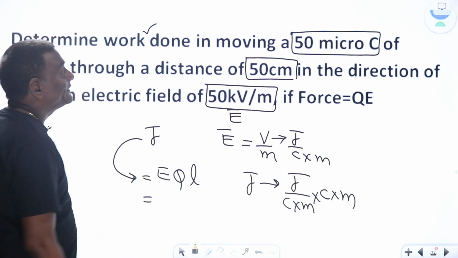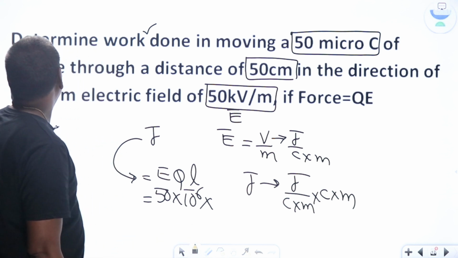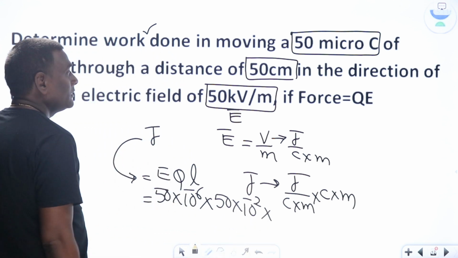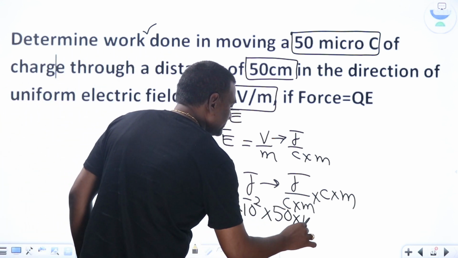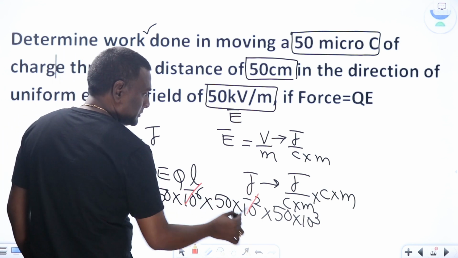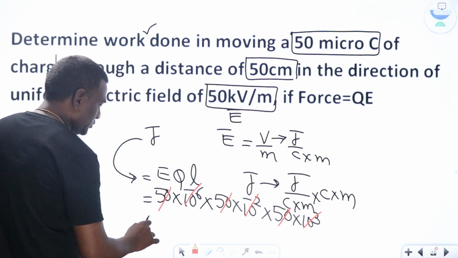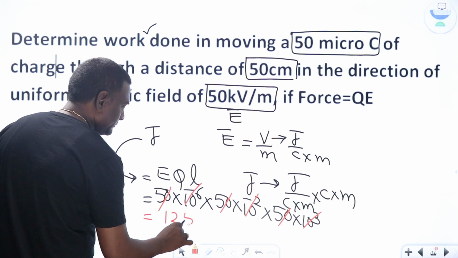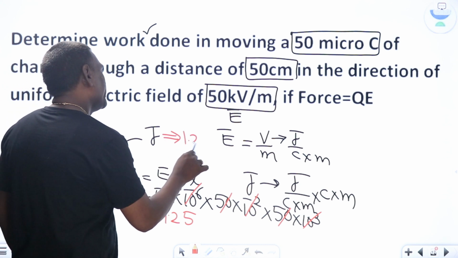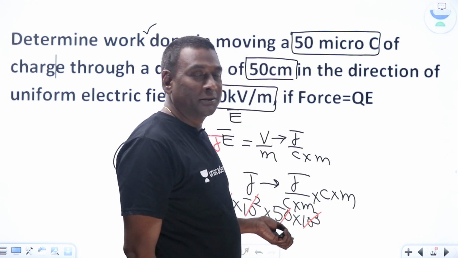Now it is going to be very easy. 50 microcoulomb, a distance of 50 centimeters, and 50 kV per meter. Right? 10 to the power of minus 6, minus 2, and 3 with 5 times 5 times 5 is 125, so 1.25 is the answer. So the energy expended is going to be 1.25 joules. That's it. Now let us enter into our concepts.